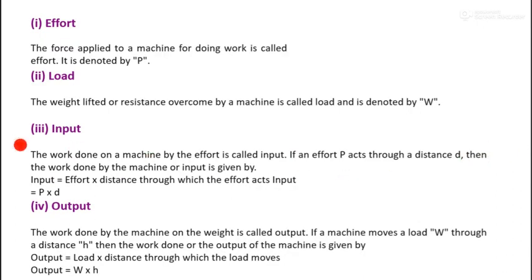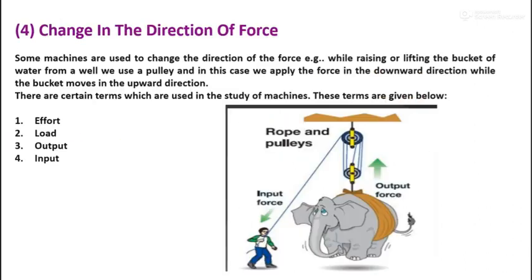Now, what is the effort? The force applied to a machine for doing work is called effort. It is denoted by capital P. Keep in mind, we will represent the effort by P. Now, load. The weight lifted or resistance overcome by the machine is called load, denoted by W. In this picture, this is load and this is input. Input and output force, and effort and load are also the same terms.